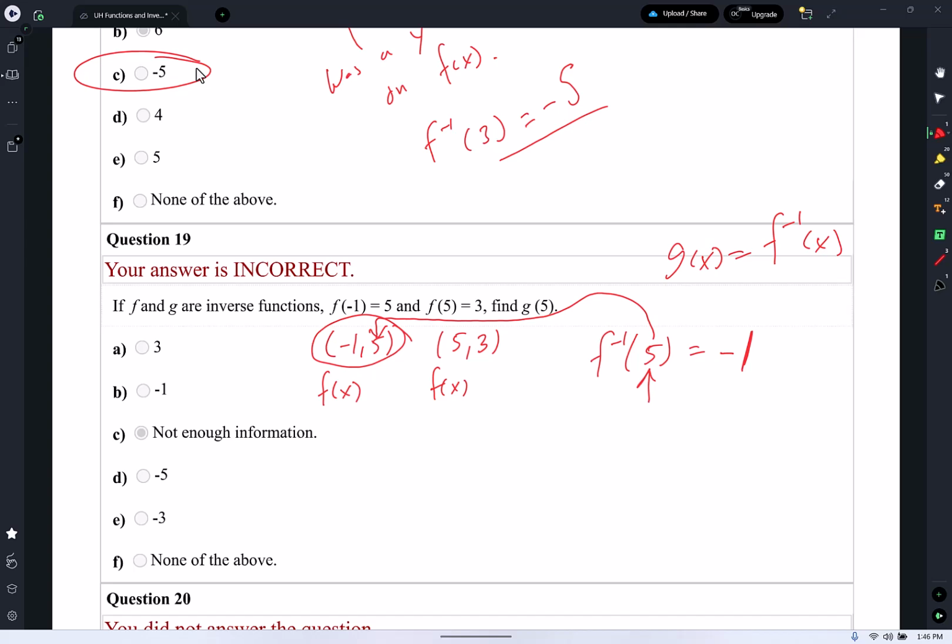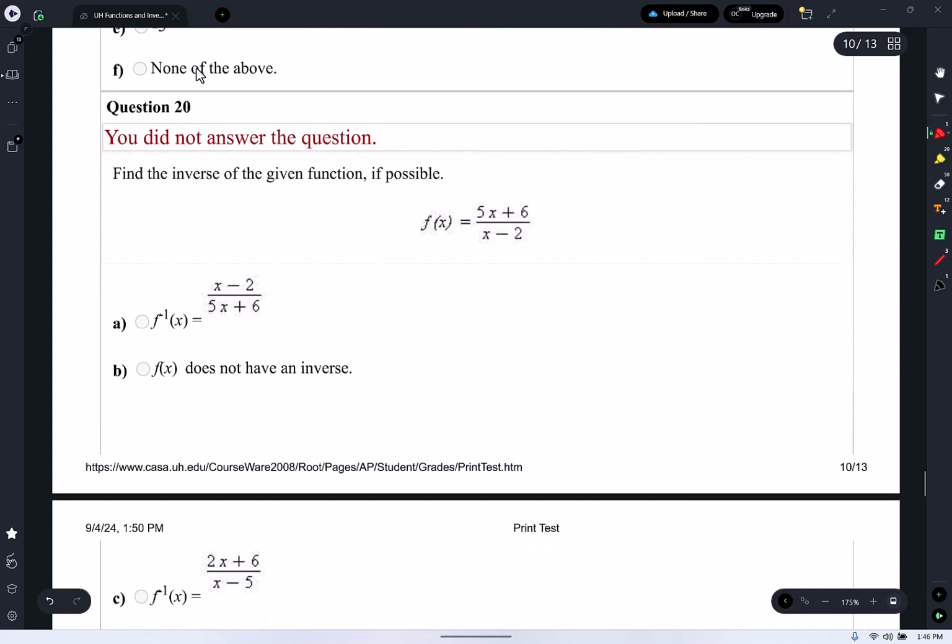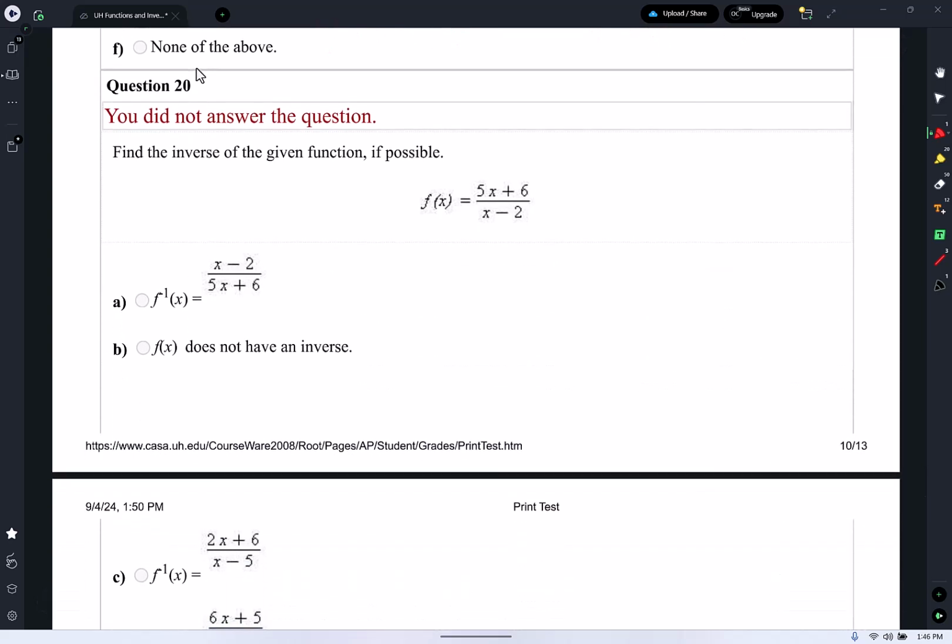We're okay, guys? Okay, here we go. Let's go to the next one. Find the inverse. Because it reflects across the line y equals x, I can just switch the x and the y. We're almost done, guys. I'm going to write it like this: x equals (5y plus 6) over (y minus 2). So catch up to here.